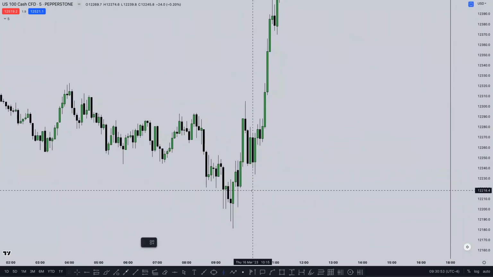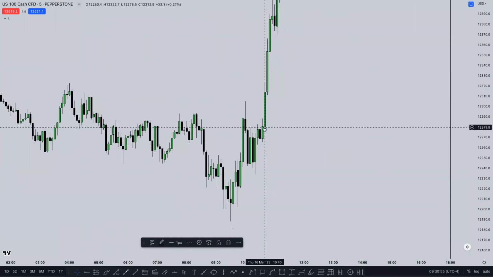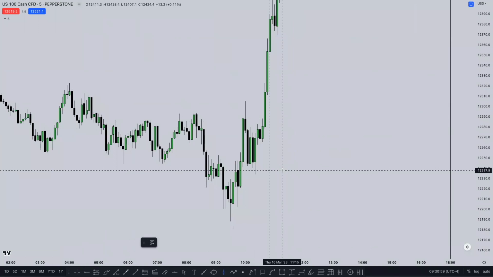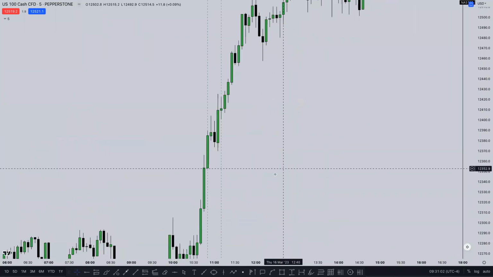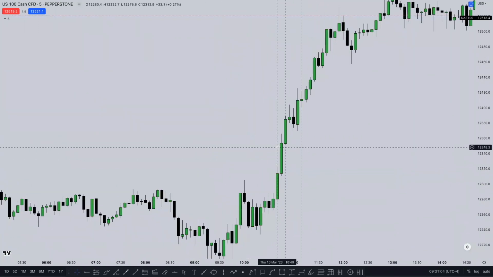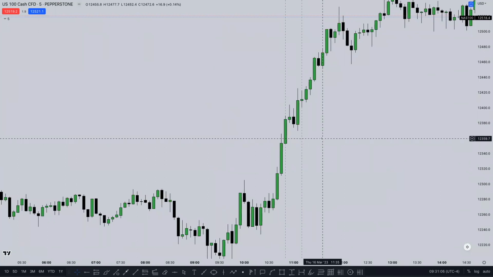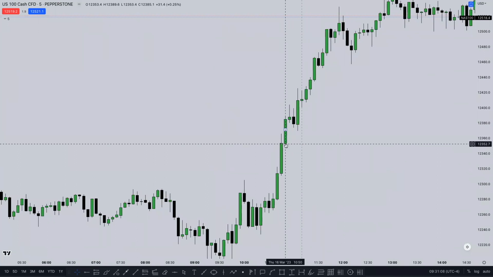1050. So here's 1050. Bit more right there. 1110. Here we go. All right. Now, inside of this macro, you can see you had no chance. Yes, we had the opening price here, right?